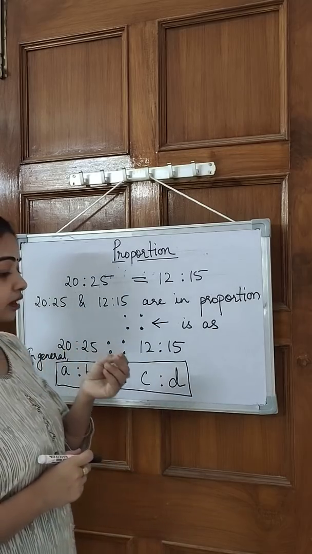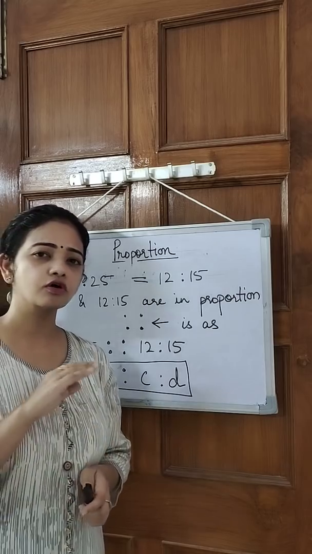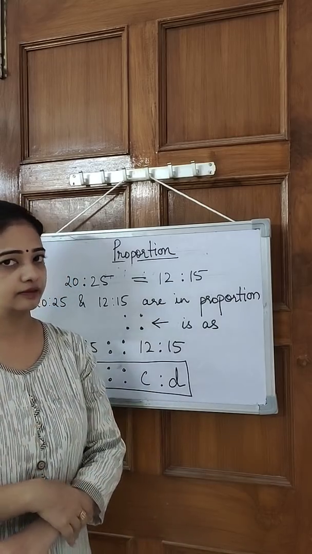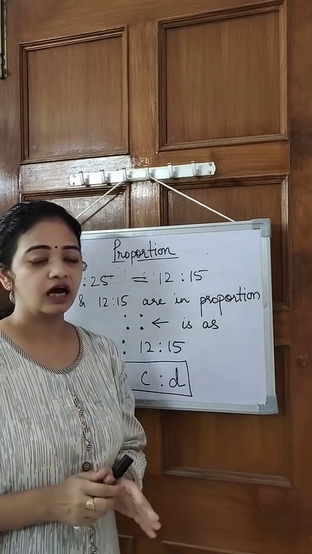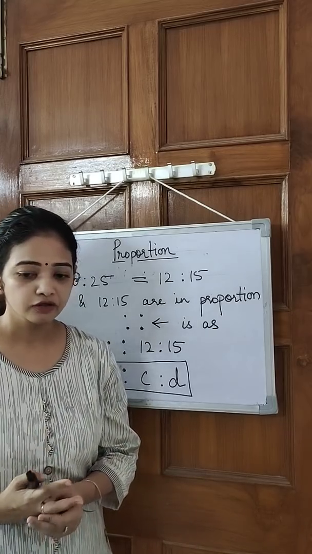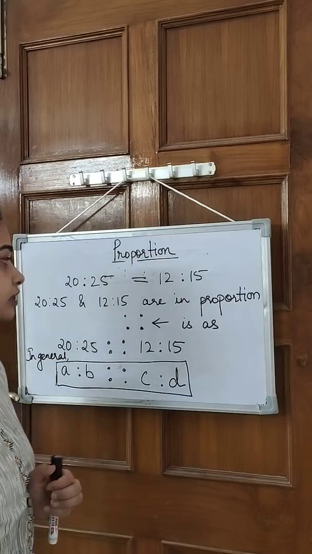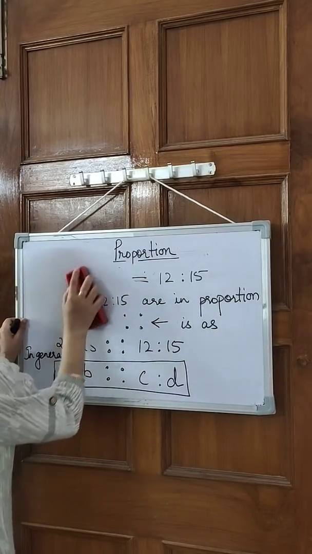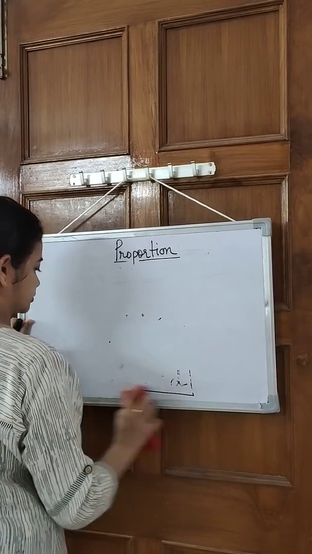Now, for proportion, you are going to get in your exercise almost all the same type of questions. There are 5 questions in your exercise, all are the same. They ask only whether the two ratios are in proportion or not. Okay, so how to check that the given ratios are in proportion or not. So we will now study how to check whether the given ratios are in proportion or not.